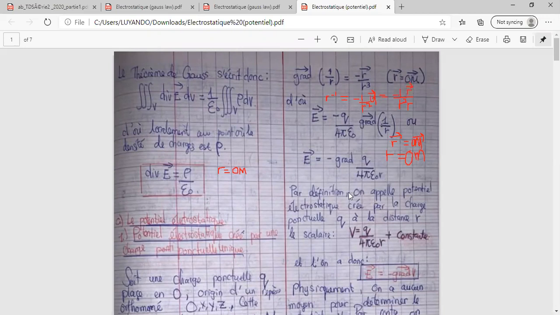So after that, par définition, on appelle potentiel électrostatique créé par la charge ponctuelle Q à la distance r. So V, the potential, is equal to Q over 4 pi epsilon 0 r plus a constant, any constant. So this is the formula for V. V is originally given by a point charge Q over 4 pi epsilon 0 r plus a constant. So you should never forget the constant.